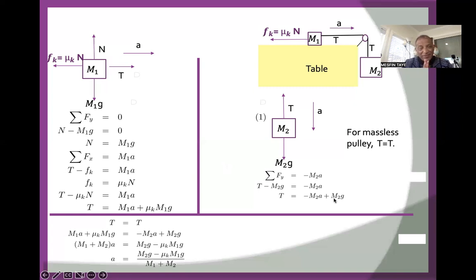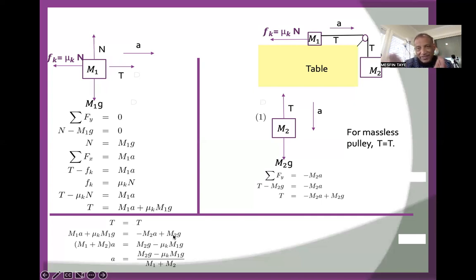But now I'm lucky because the pulley is massless. If the pulley is massless, tension here is equal to tension here. Okay? So that means this tension is the same as this tension. So put this tension here: m1a plus mu k m1g is equal to the tension here, minus m2a plus m2g.